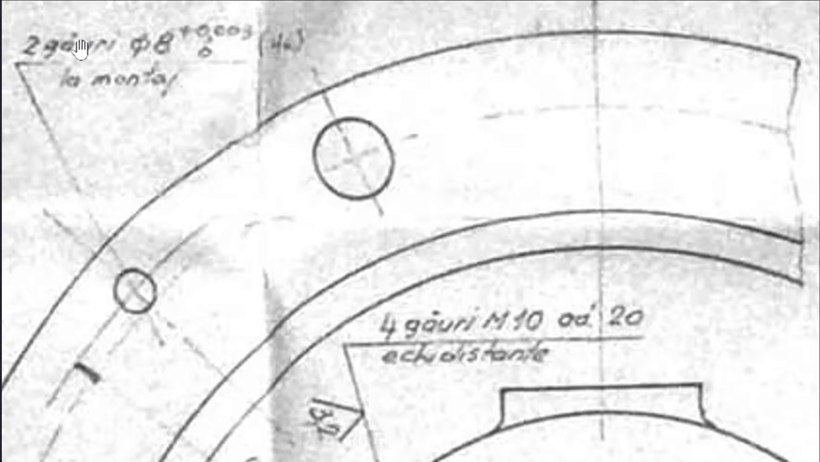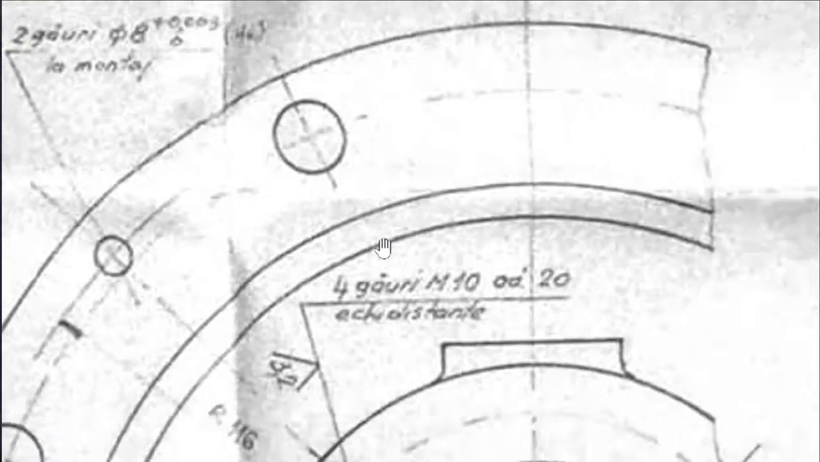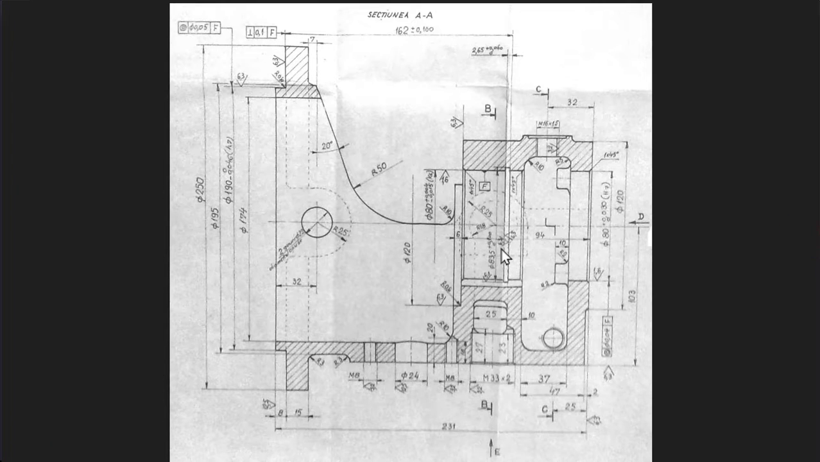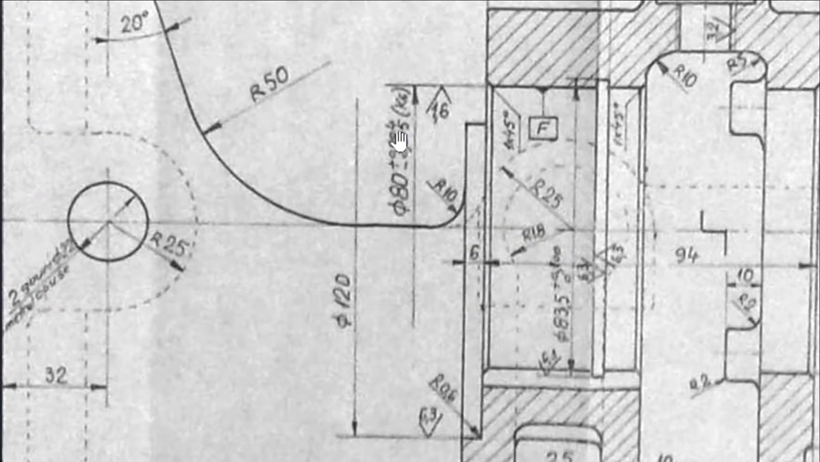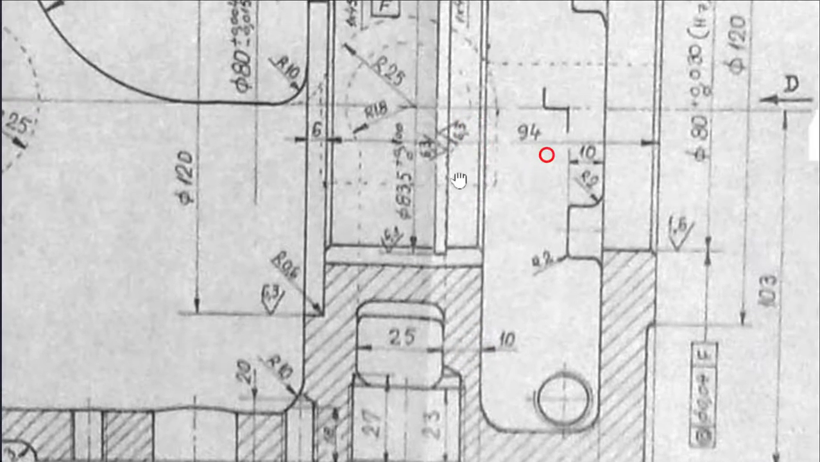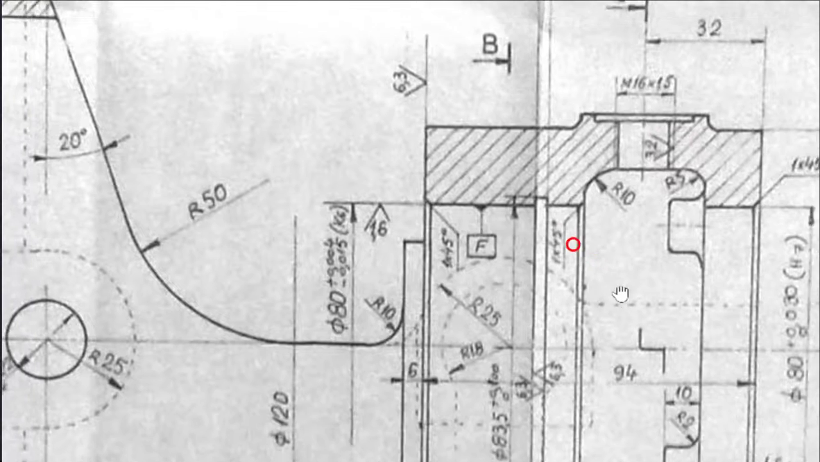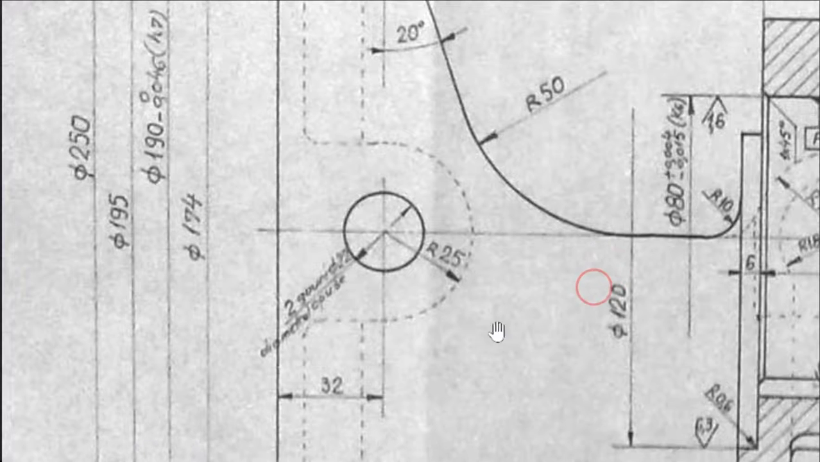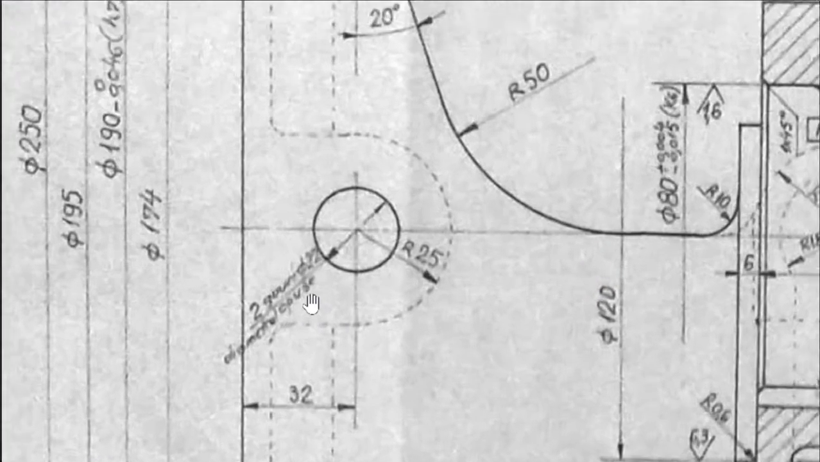2 holes, gauri in Romanian is holes. Diameter 8, ignore the tolerance. The next one is this one. Ignore tolerances and no other special indication in the Romanian language. Now you will learn language, my language. 2 holes, diameter of 22, you see here.